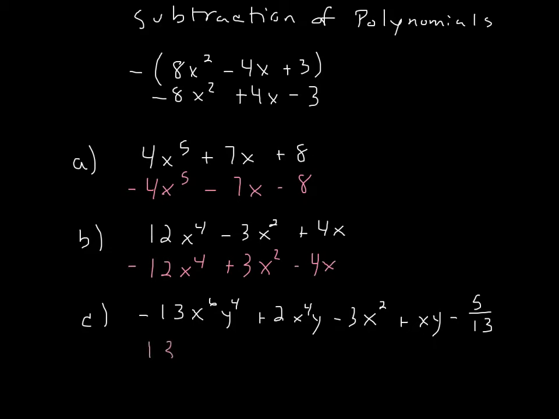And then finally, the last one, you have 13x to the sixth y to the fourth minus 2x to the fourth y plus 3x squared minus xy plus 5 over 13. Okay, that's the additive inverse. And really, once you've got that part down, you know how to do the rest. It's really, really simple, the rest of it. So now that we know how to do that, we will look at some examples of how to actually subtract now.